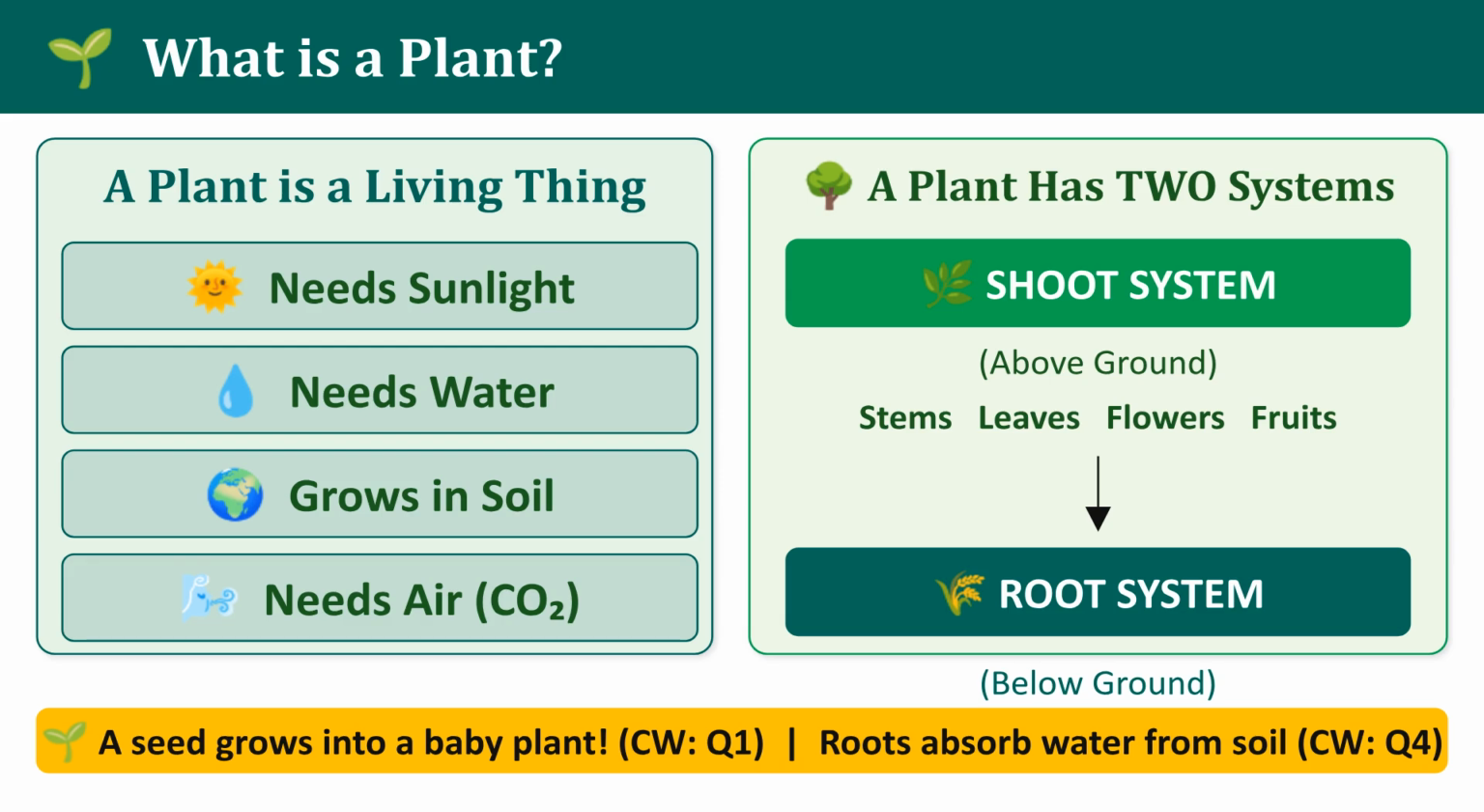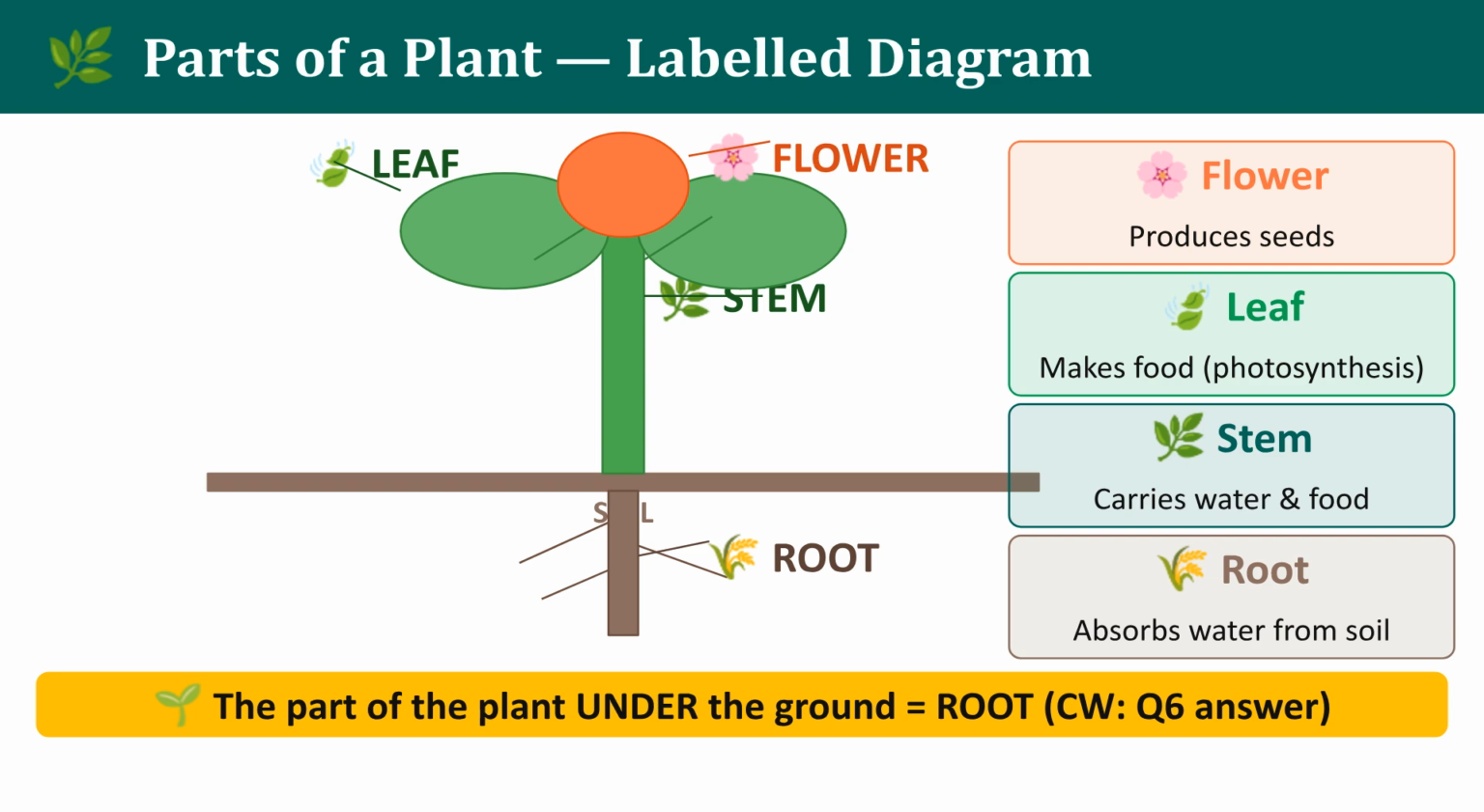Now here's something very important. Every plant has 2 main systems. The first is called the shoot system. The shoot system is above the ground. It includes the stem, leaves, flowers, and fruits. The second is called the root system. The root system stays below the ground. It helps the plant absorb water and stay firmly in the soil. And remember, every big tree started as one tiny seed. Isn't that amazing? Now let's look at the different parts of a plant.